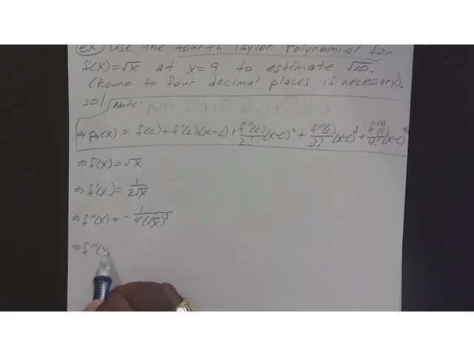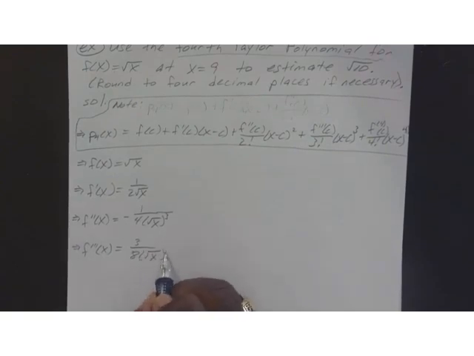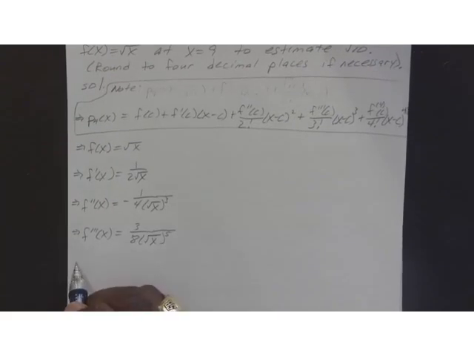And our third derivative, we factor out that 1/2 and rewrite that as x to the negative 3/2 power. That would give us 3/8 times the square root of x to the 5th power, or x to the 5/2 power. And the fourth derivative, that's going to be negative 15 over 16 times the square root of x to the 7th power.